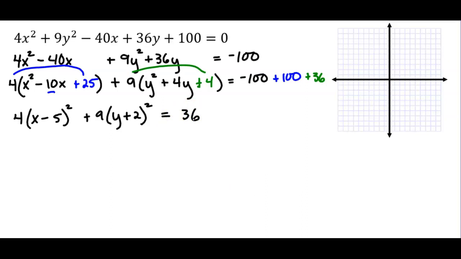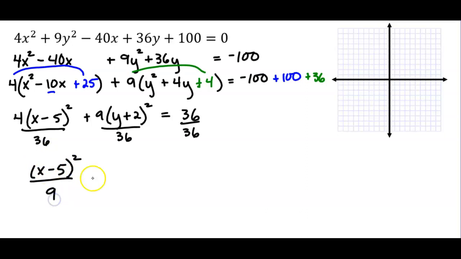Now what we have to do is get the right-hand side to be 1. So we're going to divide everything by 36. And you can see these numbers are working out nicely for us. So we get x minus 5 squared over 9 plus y plus 2 squared over 4. And all that equals 1.